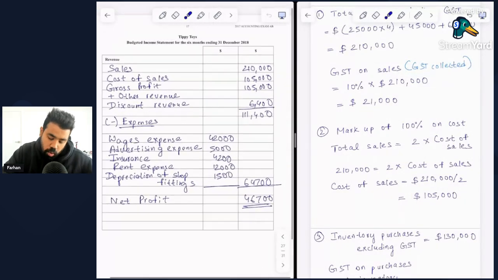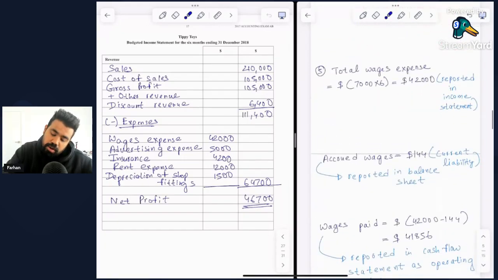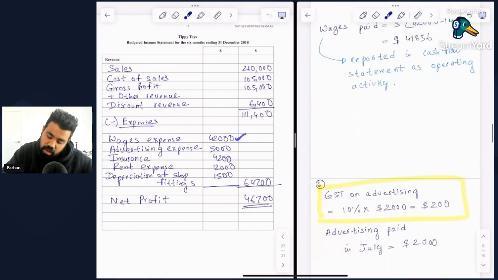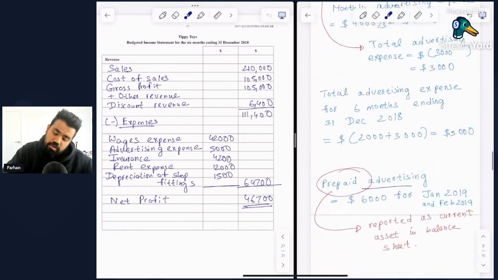Then we subtract all the expenses, starting with the wages expense, and that was $7,000 on a monthly basis for 6 months, which is $42,000 in total. Then we have advertising expense of $5,000, which we had to go through a lot of complications to find. So total advertising expense for 6 months ending 31 December was $5,000.